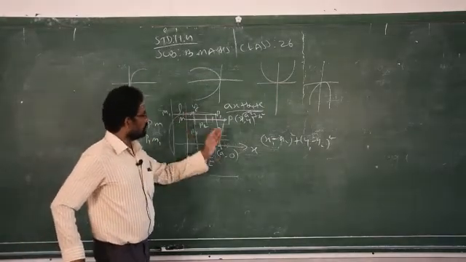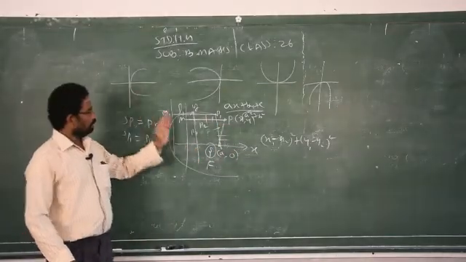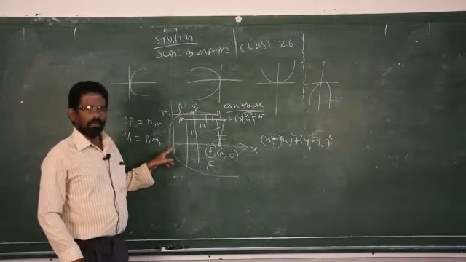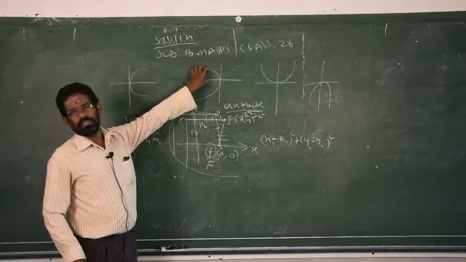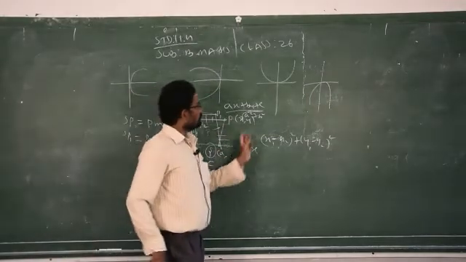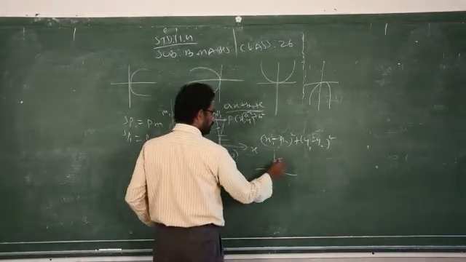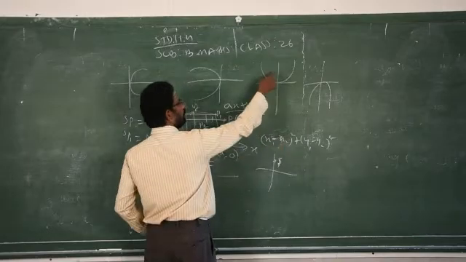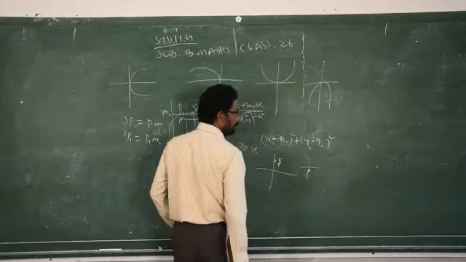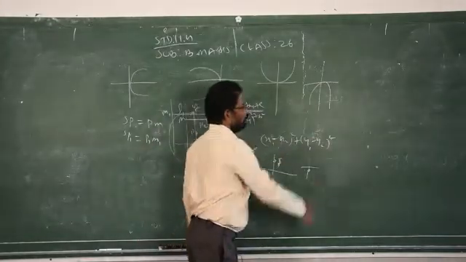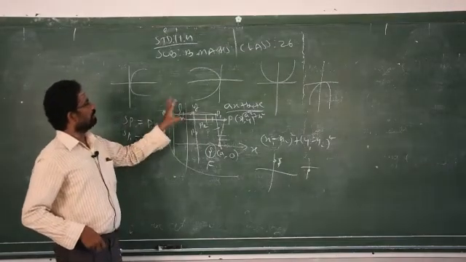If you take the focus on the x-axis on the positive side, you will get this form. If you take the focus on the left side, on the negative of the x-axis, you will get left side open. When the focus is on the y-axis, if you take the focus S or F on the positive y-axis, you will get open upwards. When you take the focus on the negative y-axis, you will get open downwards. Clear? So this is a very simple parabola, but you have to memorize the generalized form.